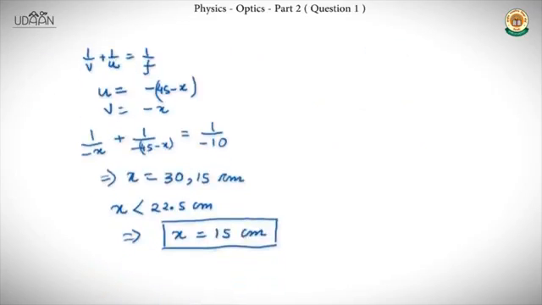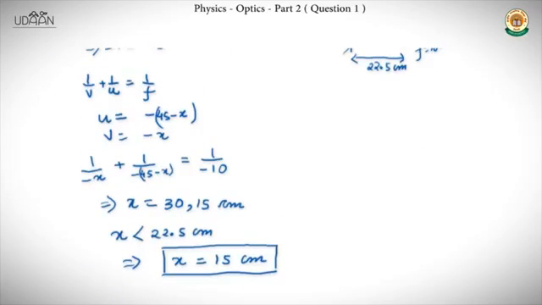By applying appropriate Cartesian signs, we got this equation, and then from the values we reduced it to the single value by looking at the conditions given, which is that the object should be placed between the mirrors.